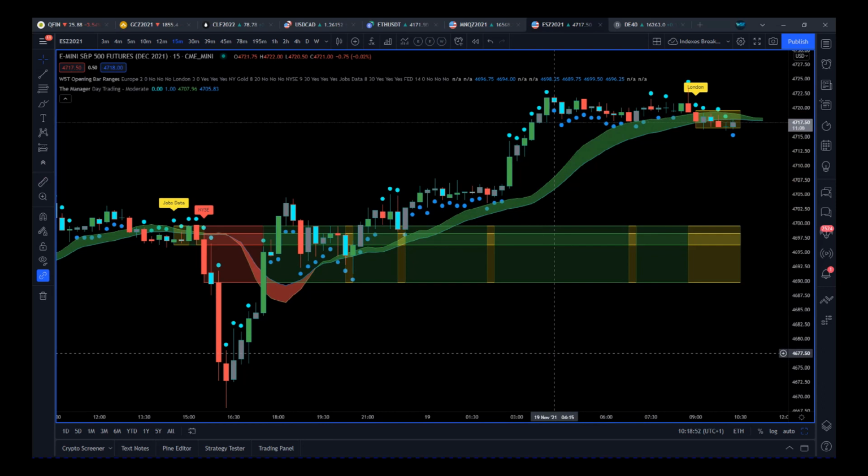Hopefully this helps for our users who've already got it, and also those prospective users, because this is important. It defines the range but also defines where you should be going, long or short. But if it's yellow, stay away.